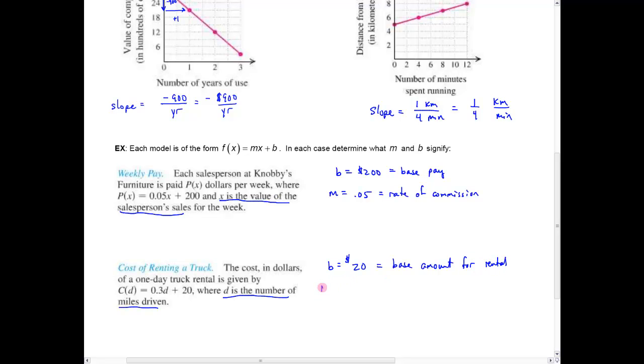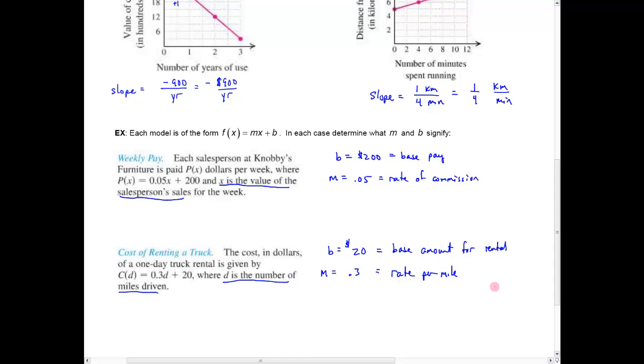And then my slope is 0.3, and that's going to be the cost per mile. So if we drove 100 miles, you'd multiply 30 cents, $0.3 times 100 miles, right? That'd give you $30 for the mileage. And so this is a rate per mile. So again, the slope is a rate, and then the y-intercept is a base amount. Okay.